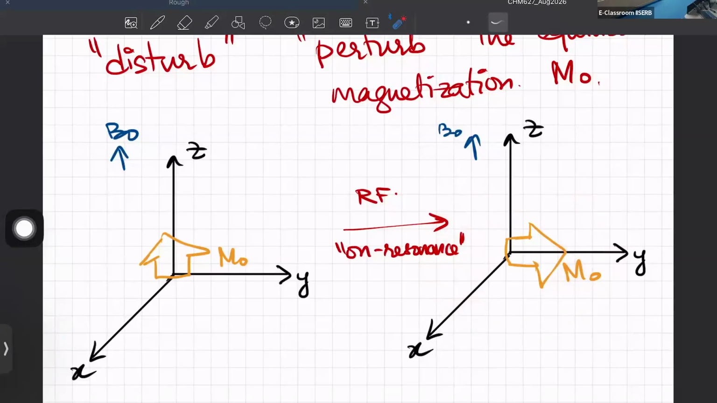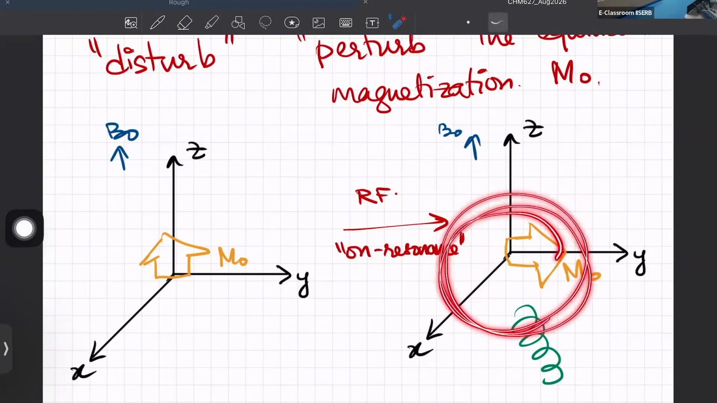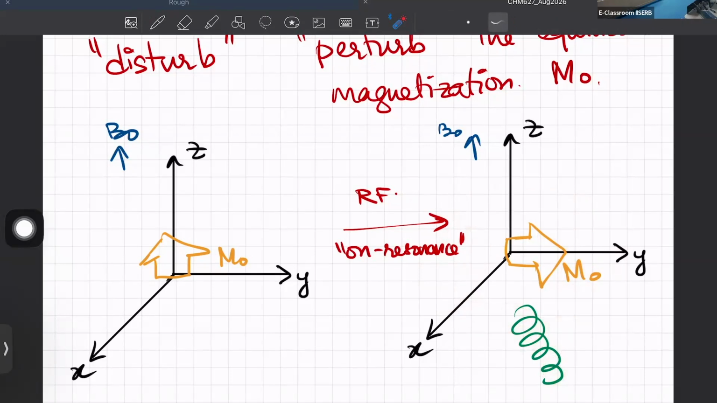Now, let's say you are able to keep a coil somewhere here. Then what is going to happen? This magnetization that keeps cutting a coil will induce a current, and you can make a measurement of this current as a function of time.